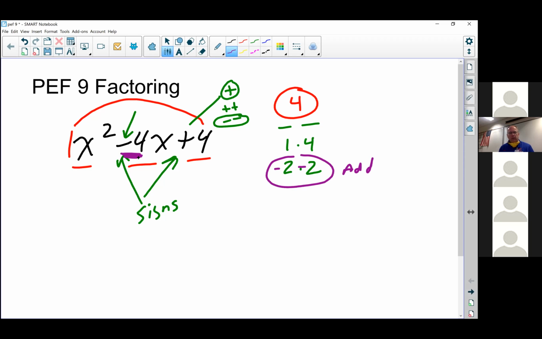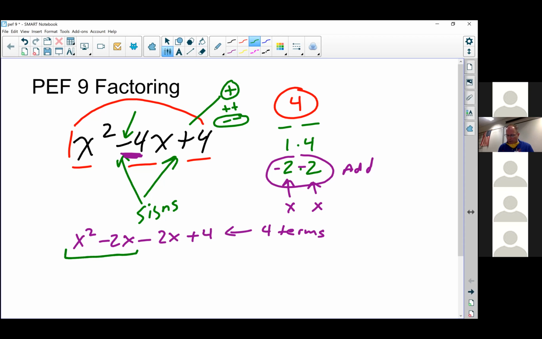Okay, so basically we're doing a few things, and this is going to be the same routine on every problem. So what I'm going to do is take these 2 and put an x with both of them. And that's going to take my 3 terms and make it 4 terms now. Does that make sense? Now that I have 4 terms, I can do the grouping method that we learned. What can I factor out of both of those? I can factor an x out, and that leaves me x minus 2.